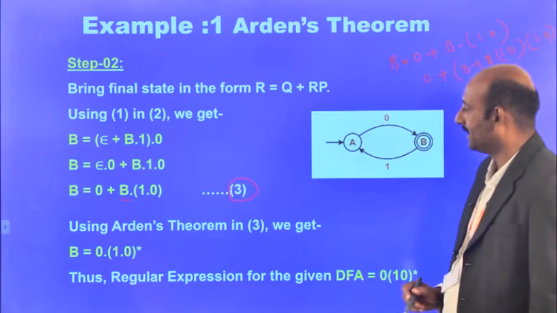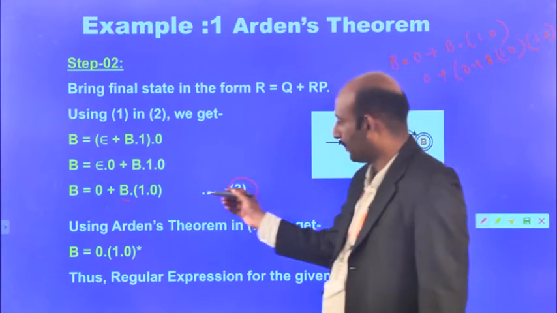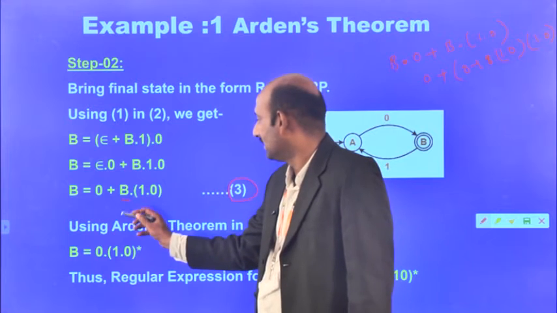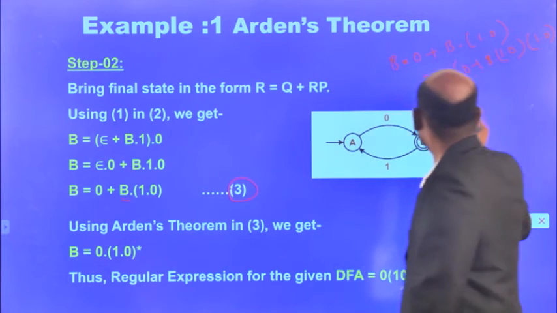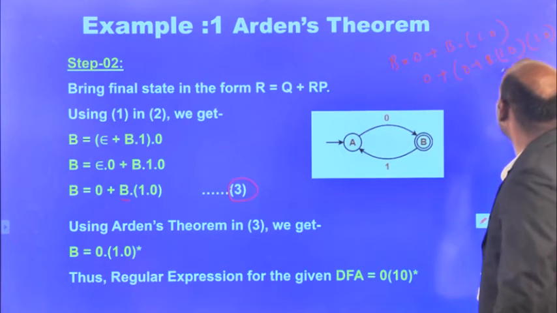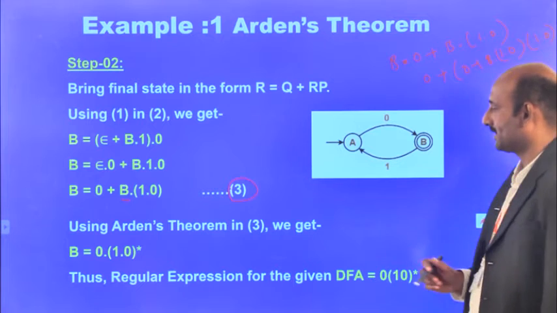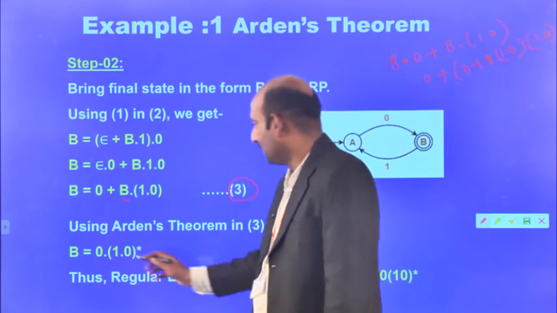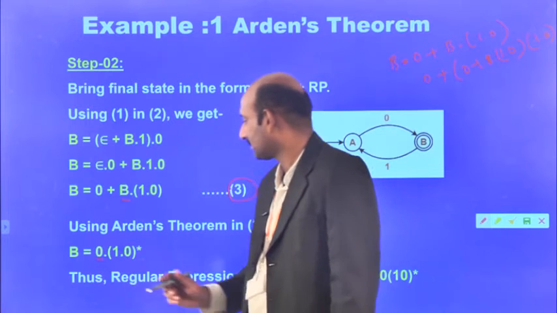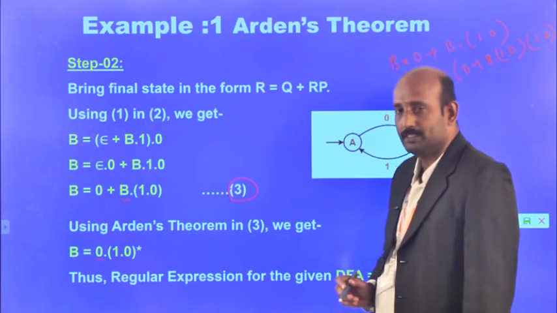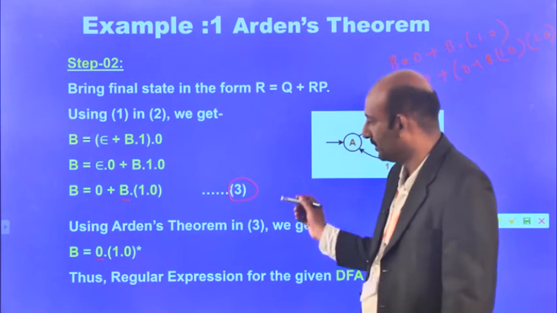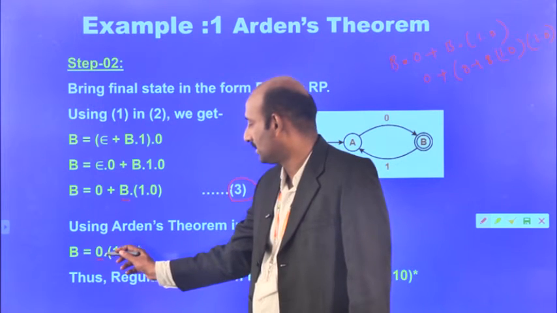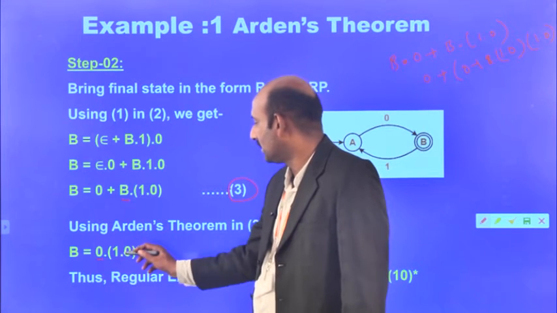So what will be coming here? Again and again, if we substitute this B, we get 0 plus 0 plus 0 plus, like that. So we can simplify this form of the theorem. 0 plus 0 is 0 only, so any number of zeros plus 0 plus 0 is 0. Then here 1 dot 0.